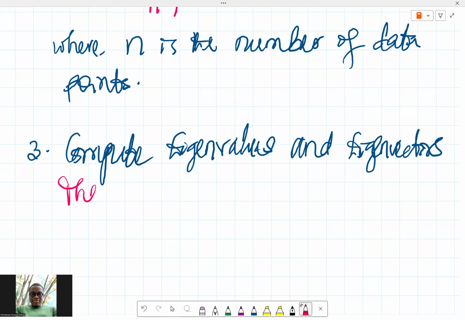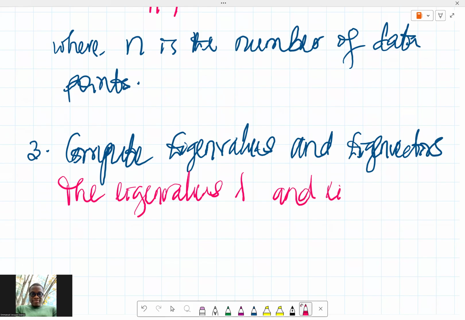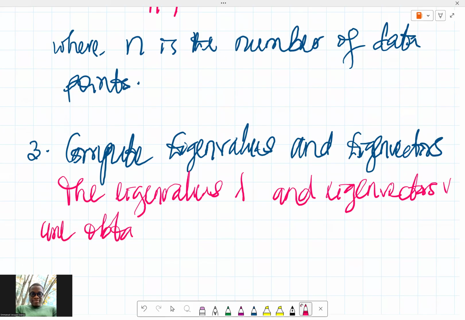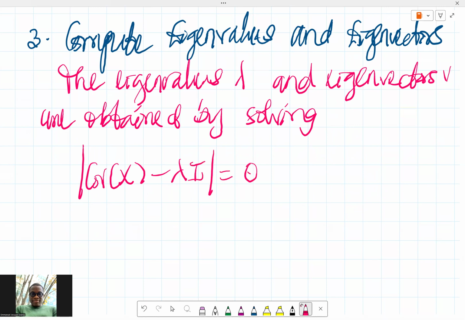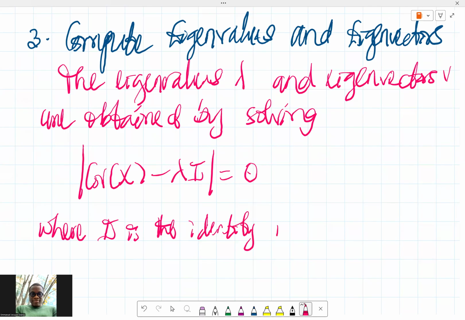So here, the eigenvalues lambda and eigenvectors v are obtained by solving the characteristic equation, that is, the determinant of the covariance of X minus lambda I. This is a standard way of looking for the eigenvalues, if you remember. Here I is the identity matrix. All right, so that's that.